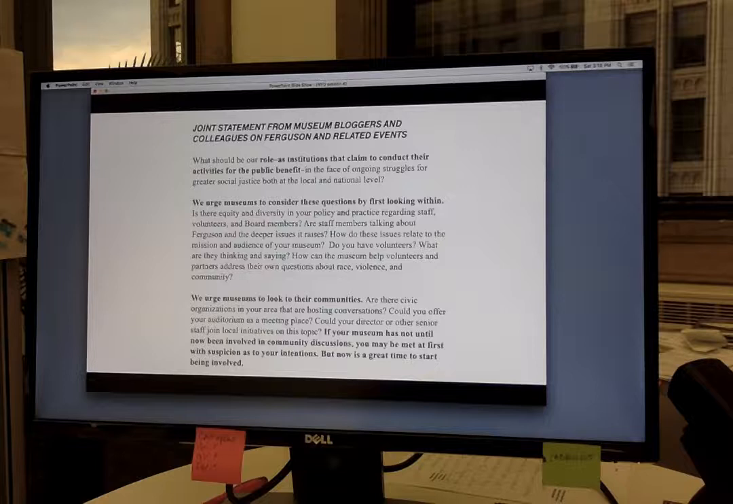How can museums help volunteers and partners address their own questions about race, violence, and community? We urge museums to look to their community. Are there civic organizations in your area that are hosting conversations? Could you offer your auditorium as a meeting place? Could your director or other senior staff join local initiatives on this topic? If your museum has not until now been involved in community discussions, you may be first met with suspicion as to your intentions, but now is a great time to start being involved.